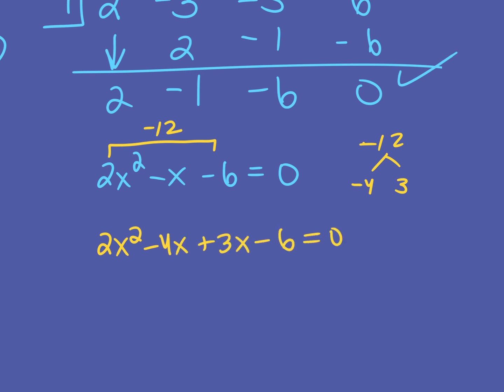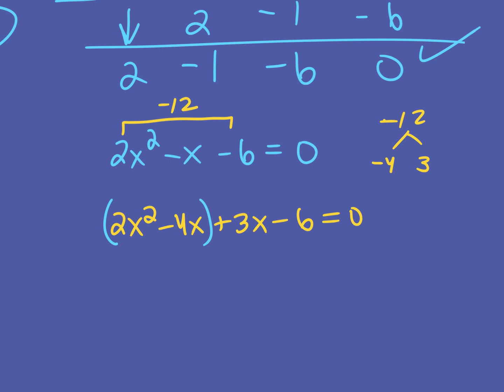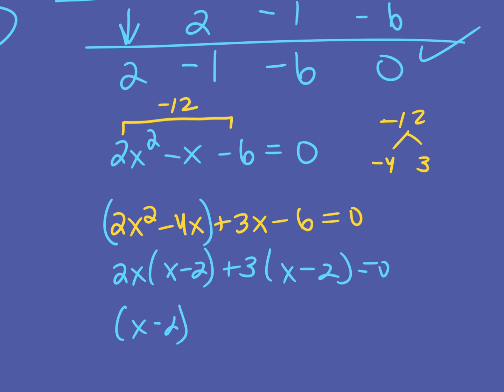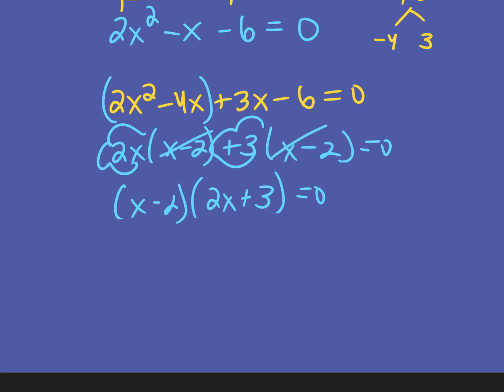Do the grouping method. If you want to do my shortcut, feel free. Group the first two. What do they have in common? 2x squared and negative 4x. 2x, perfect. So I'm left with x minus 2. What can I take out of 3x and negative 6? Positive 3, and I'm left with x minus 2, which is exactly what we want. So I write my x minus 2 out here one time, and I'm left with 2x plus 3. And then what do I do with each of those two pieces? You set them equal to 0. Perfect.